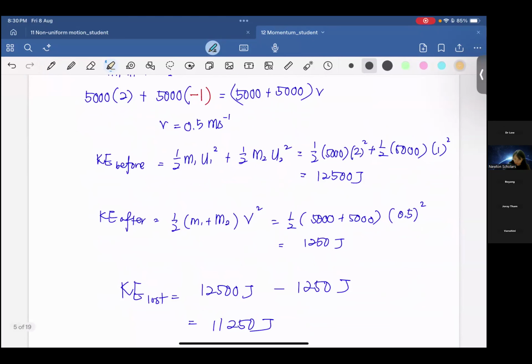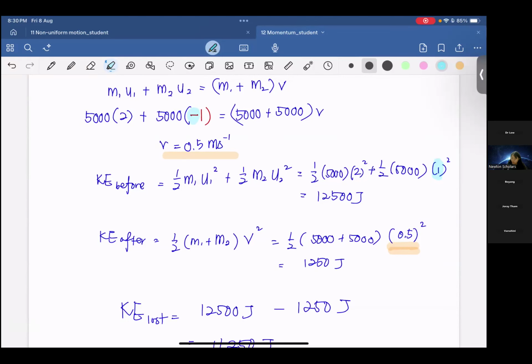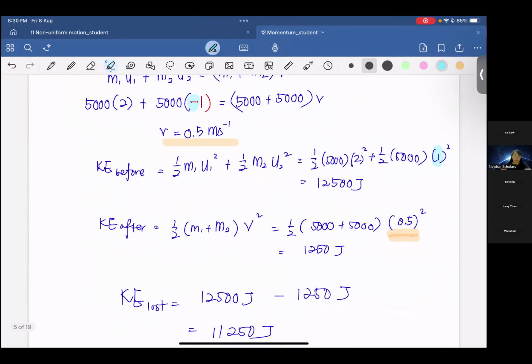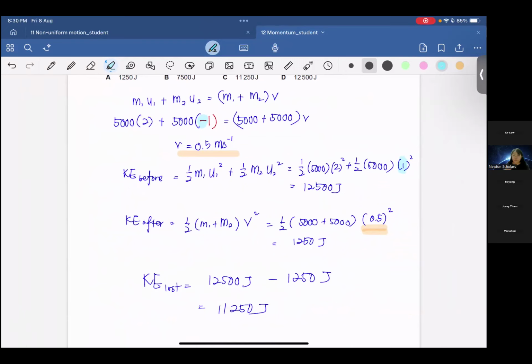Okay, let me highlight something. For this one, velocity is for us to find because we want to calculate the kinetic energy after. Here we need to use -1, but for the energy, no need, because energy is a scalar quantity. So for this question, the answer is C. Should be no problems. Then we go to the next page, page number 6.